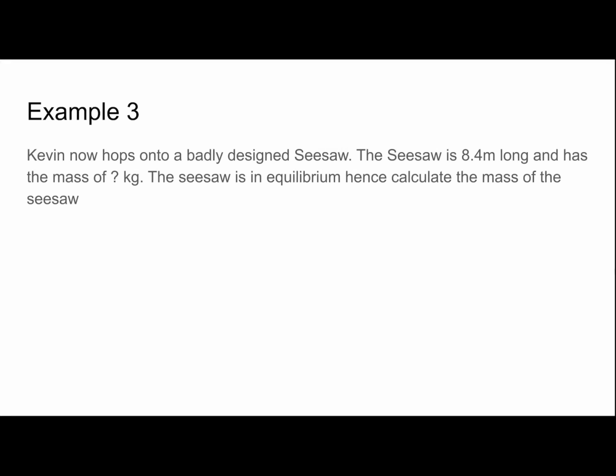Alright, example 3. So Kevin now hops onto a badly designed seesaw. The seesaw is 8.4 meters long and has a mass of an X amount of kilograms. The seesaw is in equilibrium, hence calculate the mass of the seesaw. Alright, so we have our beautiful seesaw here.